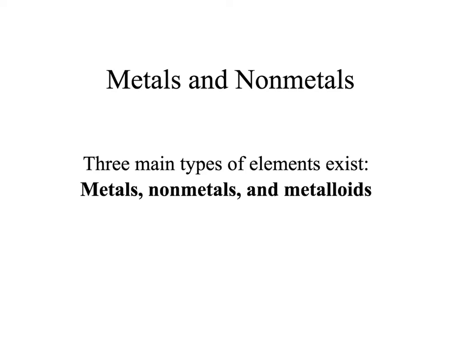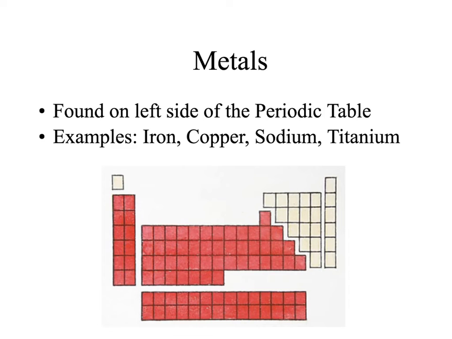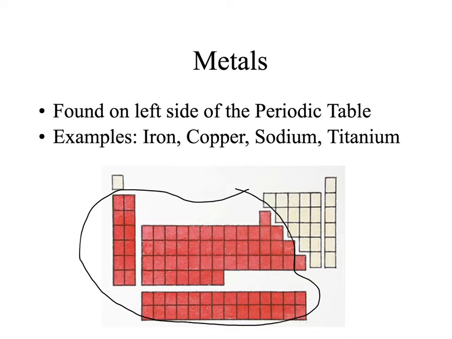All right, welcome. Let's open up our new unit talking about two things that are very prevalent in our lives, and that is metals and nonmetals. If you look on the periodic table, you'll notice that the majority of elements on the periodic table are indeed metals, and that's all the ones in the red right here, which is basically the left side of the periodic table.